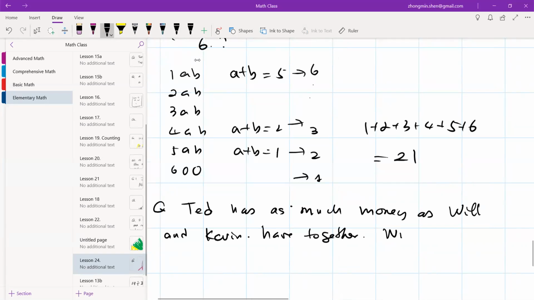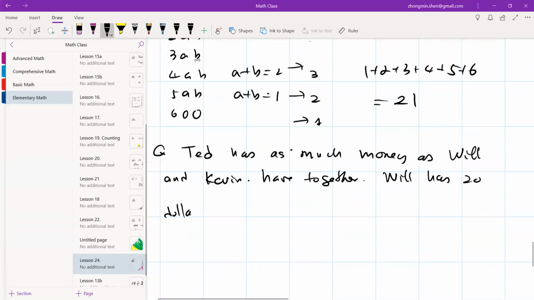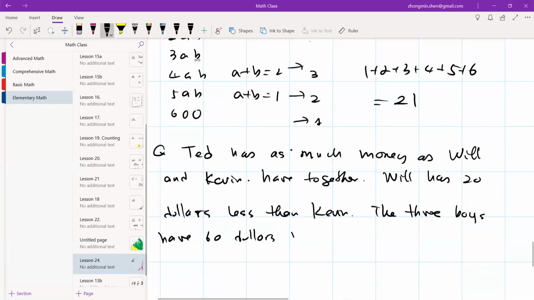Will has $20 less than Kevin, right? The three, let's say 3 boys, have a total of $60 all together. My question is, how much money does Will have?